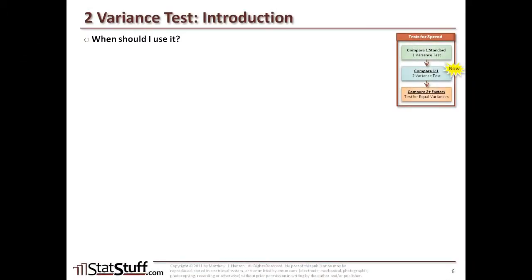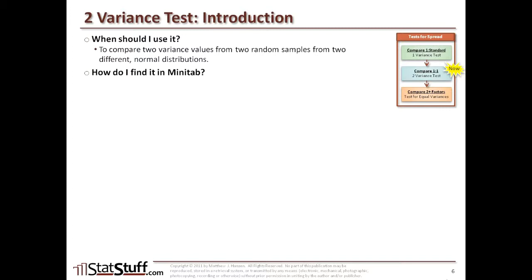Okay, now let's see how you can run the two variance test in Minitab. We're going to use this test when we want to compare two variance values from two random samples across two different normal distributions. When we want to run it in Minitab, we're going to go to the Stat menu, select Basic Statistics, and choose the two variances test.